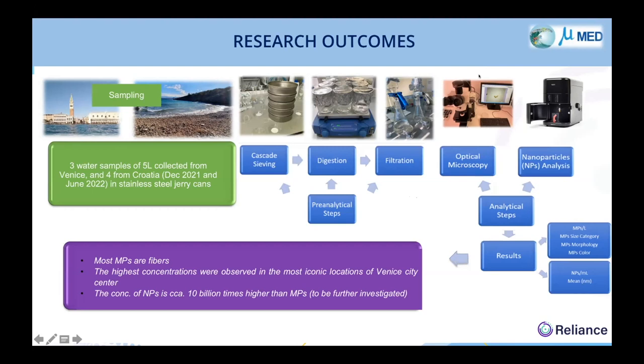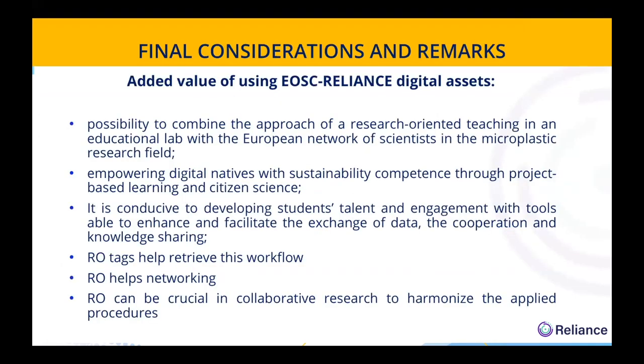So let's see our conclusion. Most microplastics are fibers. They come from our plastic clothes. The highest concentration we observed is in the most iconic location in Venice city center, and this is something that we have to reflect on. The concentration of nanoplastics is circa 10 billion times higher than microplastics. This means that this pristine research field concerning nanoplastics should be further investigated. So, our final considerations after using the RELIANCE digital assets are as follows.